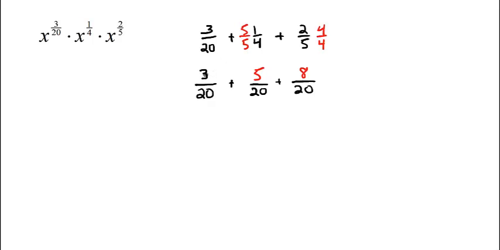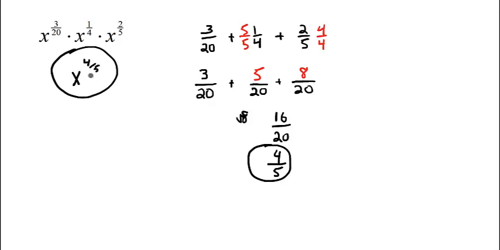So now 3 plus 5 is going to be 8, plus another 8. That's going to give us 16 over 20. And then 16 over 20 reduces: 4 goes into 16 4 times, and 4 goes into 20 5 times. So this is going to be 4/5. So multiplying these all together, that's going to give us x to the 4/5 power, and that is our final answer.